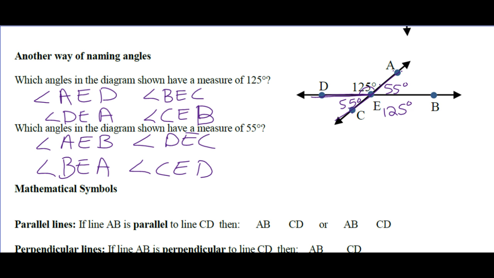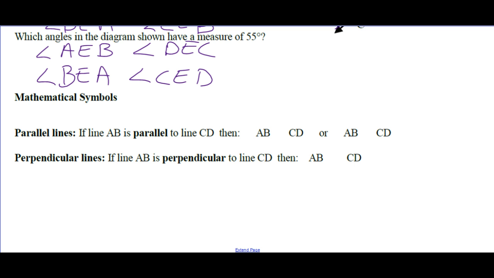Okay, math symbols. Parallel lines. If line AB is parallel to line CD, what's the symbol we use? Yeah, you draw basically just 2 parallel lines. So AB is parallel to CD. It depends, right? It's like a web address with 2 slashes. Do you want forward slashes or back slashes?